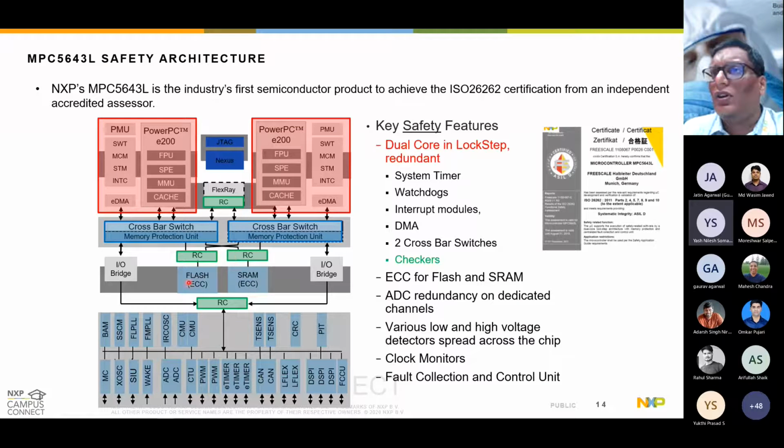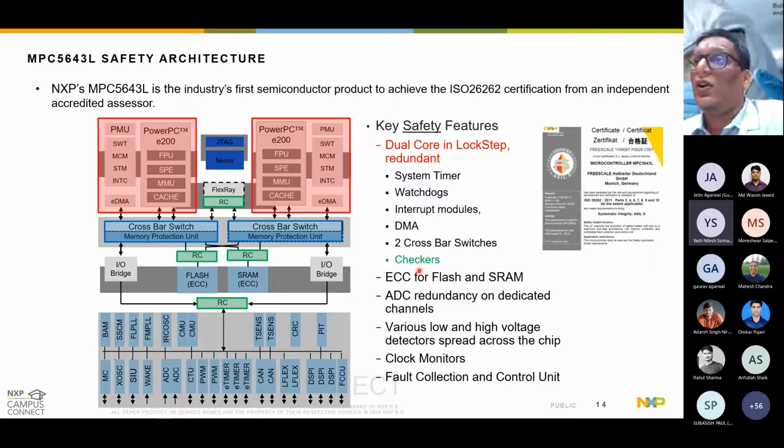Then for memories, we have ECC. I'm sure you must have heard about ECC for communication, but there are also algorithms where you can have ECC on memories. So the flash and SRAM are protected through ECC. There could be different variants of ECC. The most popular one is a single bit correction and double bit detection algorithm. So if there's a bit flip within the SRAM or the flash memory, when the data goes out, the ECC will correct it if it's a single bit, or detect it if it's two bits.